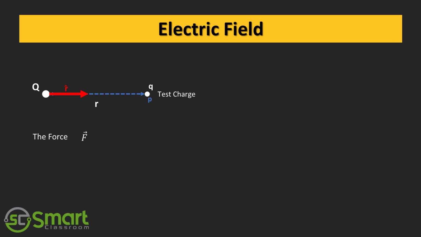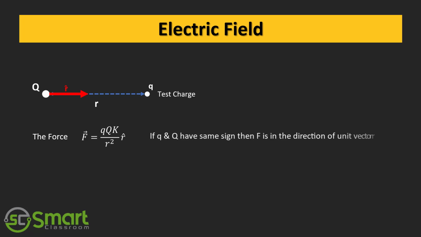Last time we introduced Coulomb's law, that force capital F equals small q capital Q into Coulomb's constant divided by r square into unit vector r. If the two have the same sign, then the force is in the direction of r. If they have opposite sign, it is in the other direction.